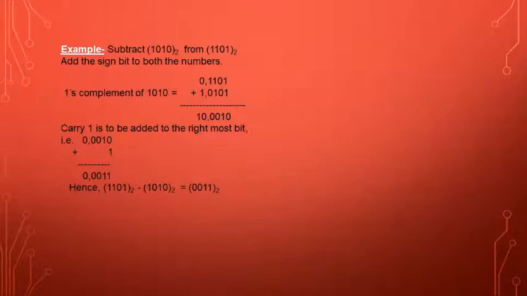So to subtract 1010 base 2 from 1101, this is the method by using ones complement. The number to be subtracted is to be converted into ones complement. How do we convert it into ones complement? We change all zeros to ones and ones to zeros. Then we add a sign bit on the left and then we add the two numbers. If a carry is there after adding, then that carry is to be added to the rightmost bit. This is the answer.